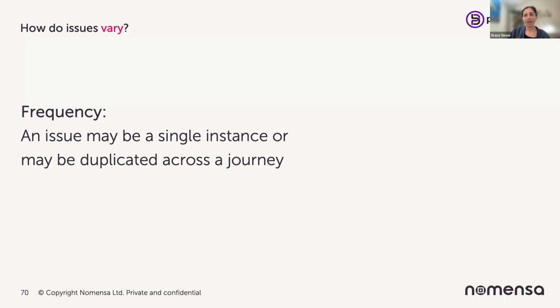Frequency of an issue can be an important consideration when we're prioritizing. So an issue might just happen once, or it might be duplicated multiple times across a journey.